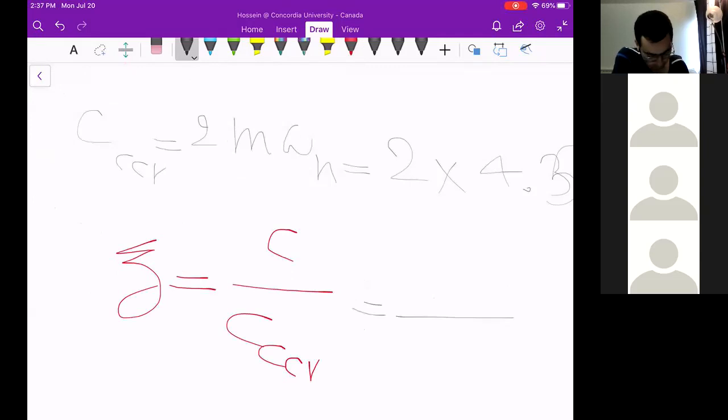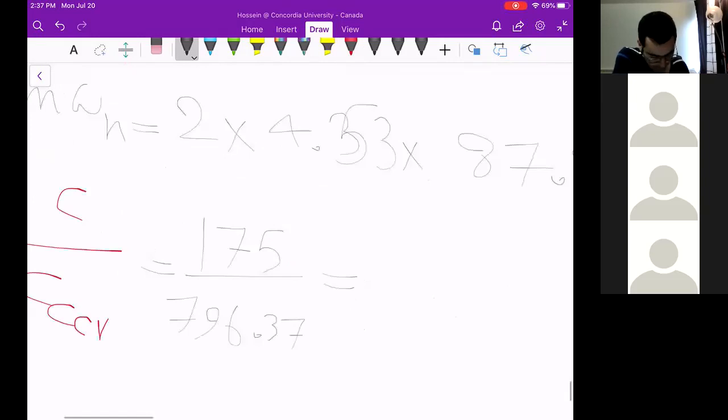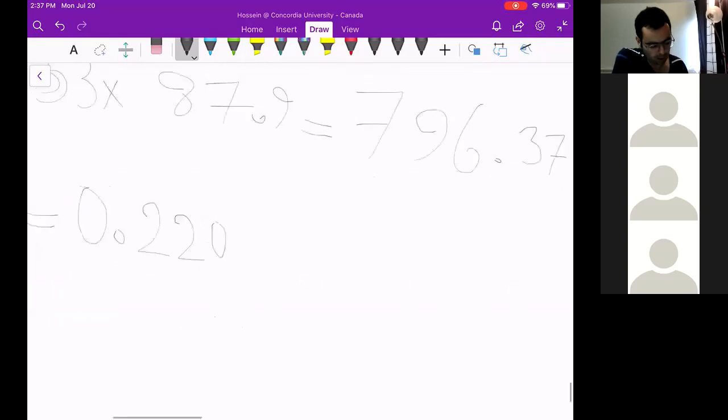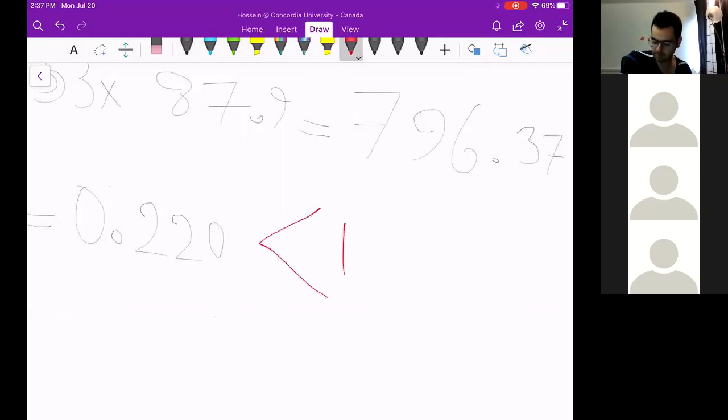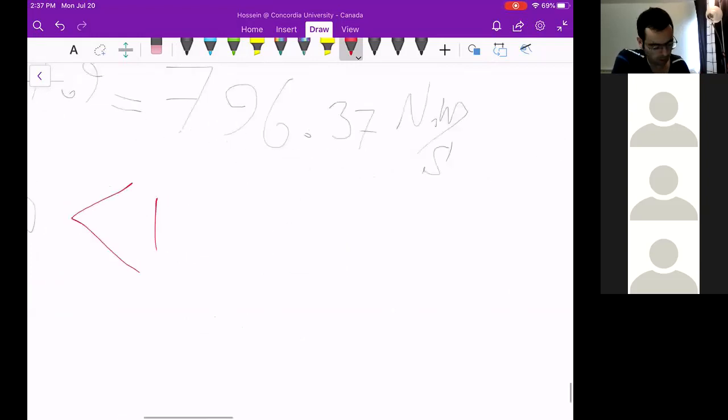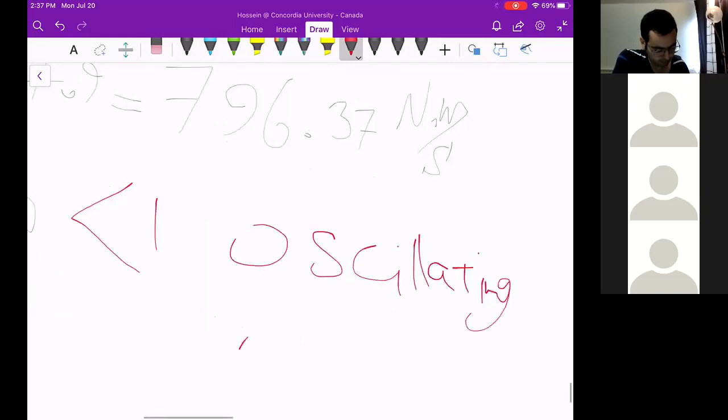C is given in the problem, 175, and C critical we obtained recently. So zeta is nothing but 0. This is very important, my friend. Very, very important. This is your first part, first step. So you have to write this system, we are facing the oscillatory motion. Under damped case, you have to write oscillating motion, under damped.